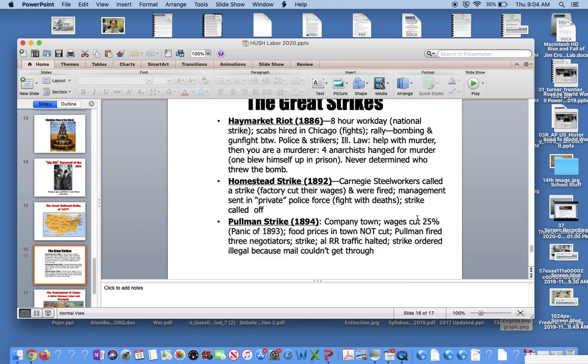It's a court injunction basically saying that what Eugene Debs was doing was illegal. And while he's in jail, actually, he becomes increasingly radicalized. So that kind of backfires. Not if you're a socialist, you think it's great.